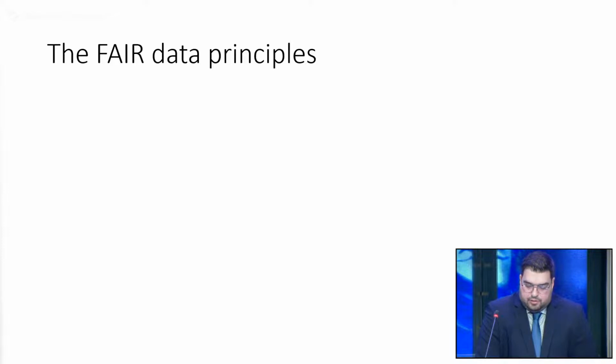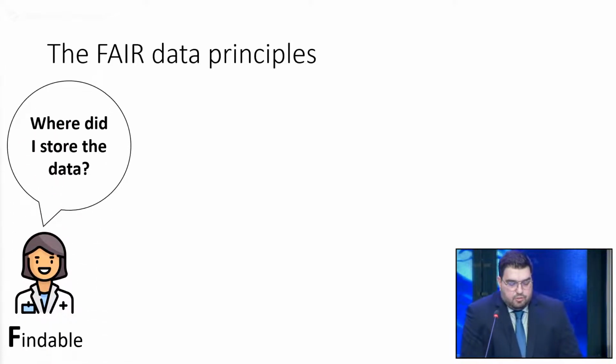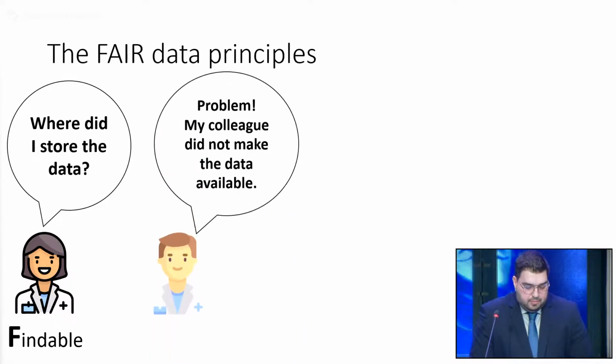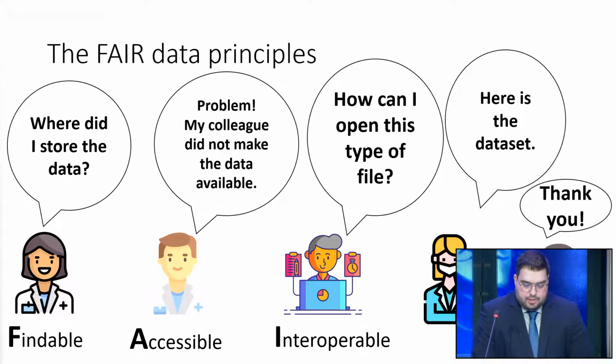FAIR data refers to data which meets principles of findability. Here the researcher wonders where he or she stored the data. Accessibility. Here the researcher complains why the data were not available to all the colleagues from the department. Interoperability. Here the researcher wonders why he or she cannot open the data file. And reusability. Here the researcher gives the data to another colleague. Sharing is caring.